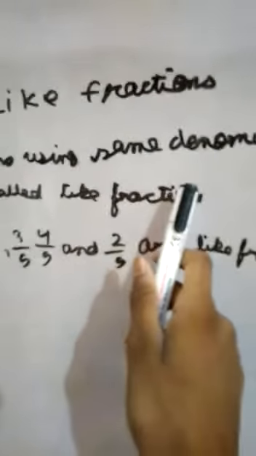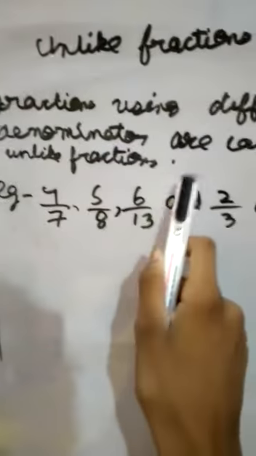Now let us compare what a like fraction and an unlike fraction are. Let's start with like fractions. Fractions having the same denominators are called like fractions. The upper part is called the numerator and the down part is called the denominator. Fractions having different denominators are called unlike fractions. So this is the denominator, and in like fractions the denominator is the same.